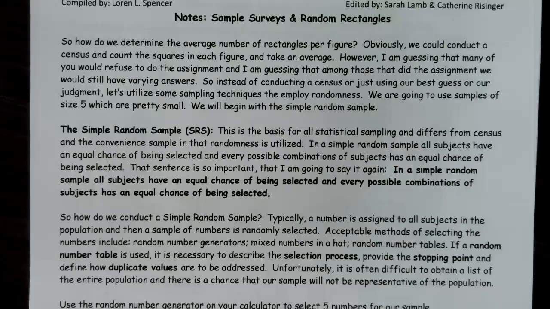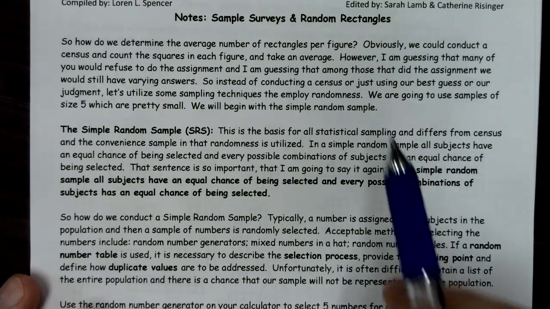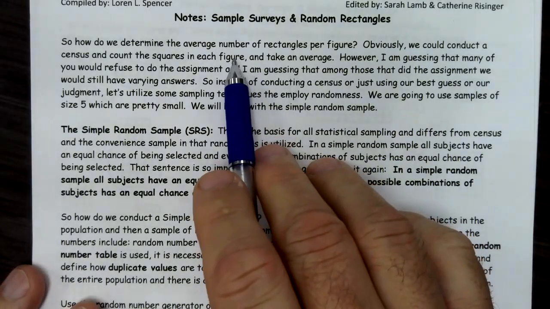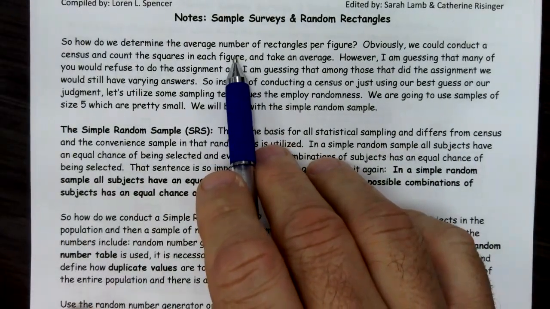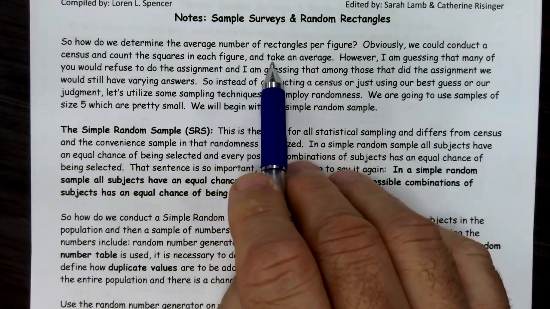All right, we're going to continue on with our random rectangle activity. In this one, we're going to conduct a simple random sample and a stratified random sample. So how do we determine the average number of rectangles per figure? Well, we could conduct a census, which I did, and that's how I got 7.9. I added up all the squares and it ended up being 791 divided by 100, or 7.9.